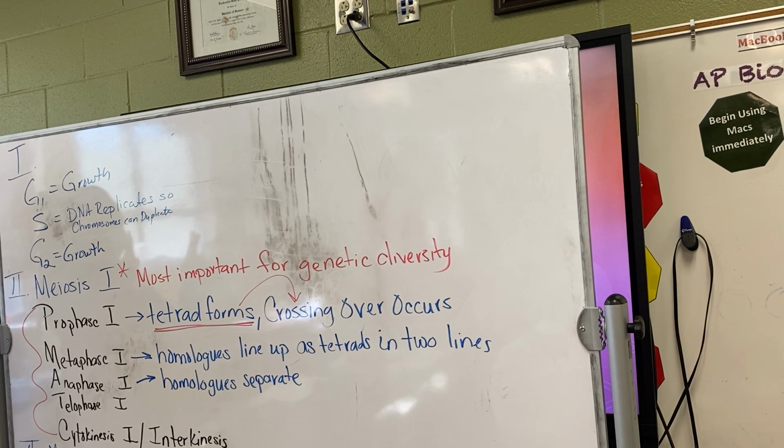Show me prophase 1. What's this called when they get side by side? This is a tetrad. Alright, why do they form a tetrad? What's going to happen here? Crossover. For crossing over. Now, show me metaphase 1, they line up like this, in the middle. They stay in the tetrad. Anaphase 1, say homologs separate. Homologs separate. Now, these are going to be in two different cells after cytokinesis 1.